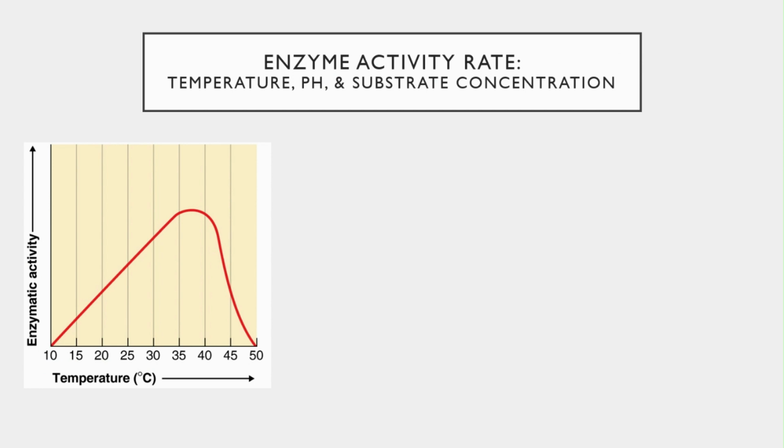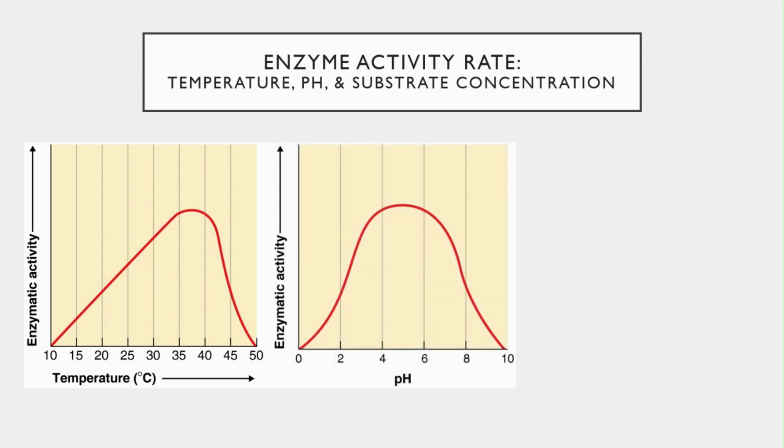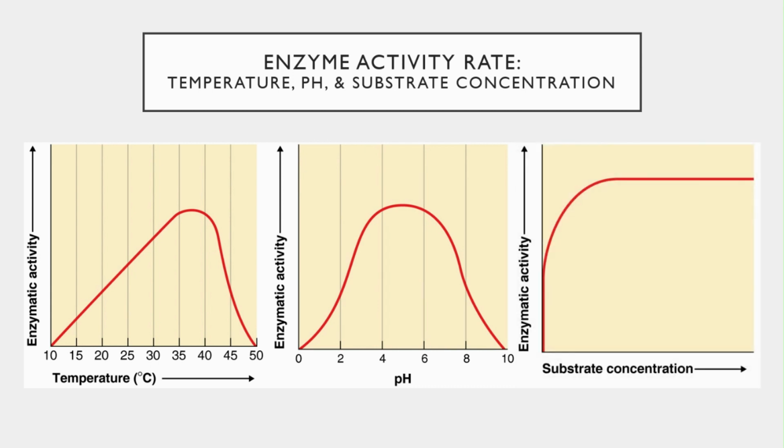Enzymatic activity refers to the ability of an enzyme to catalyze a specific biochemical reaction, and its rate is the speed at which it does so. So, how many substrates does it convert in a given amount of time? Enzymes can be affected by various factors, including temperature, pH, and substrate concentration.